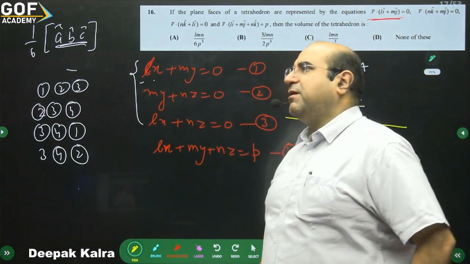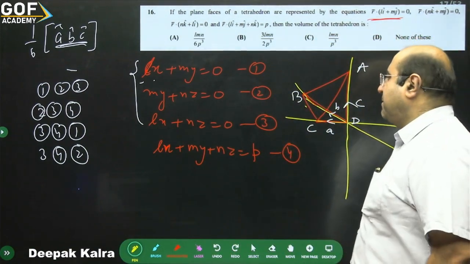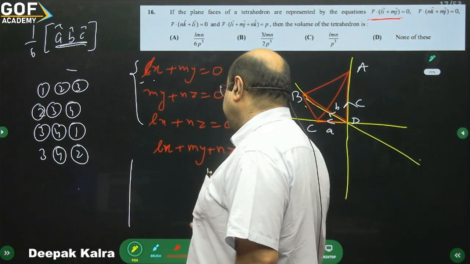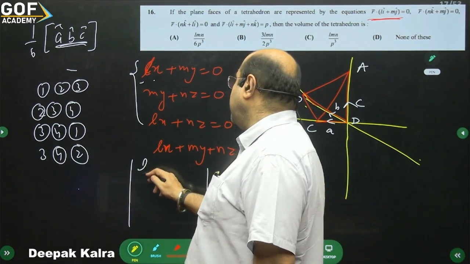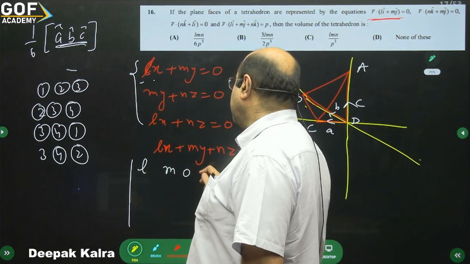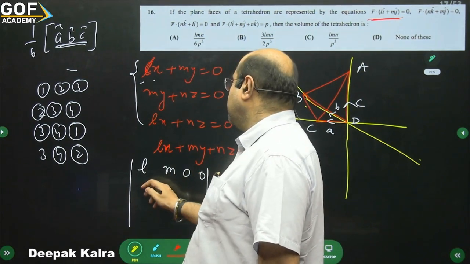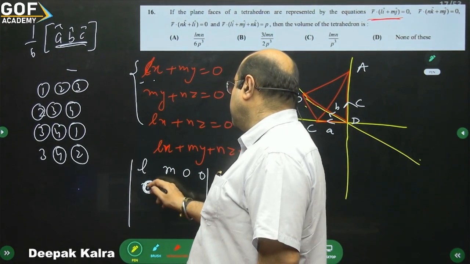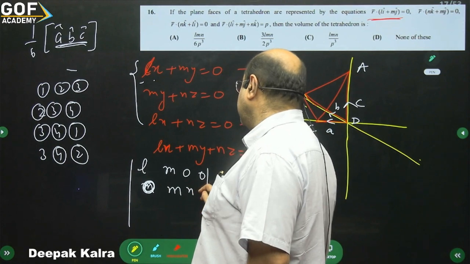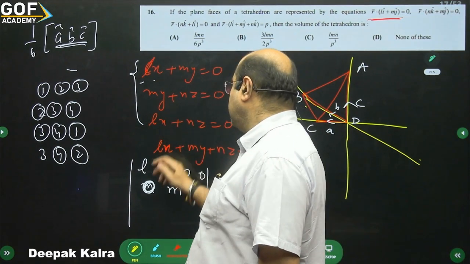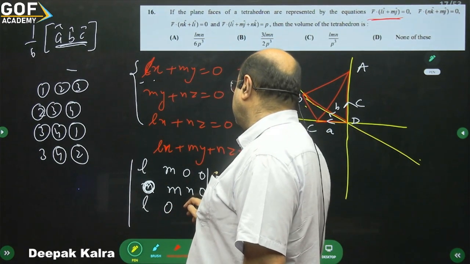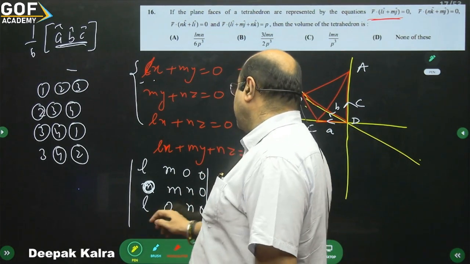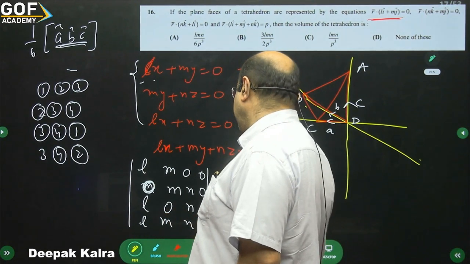There is one more thing: by calculating the 4 cross 3 determinant, and then making it L, M, 0, 0; M, N, 0; L, 0, N, 0. This 0 is the constant one. You have L, M, N, P.